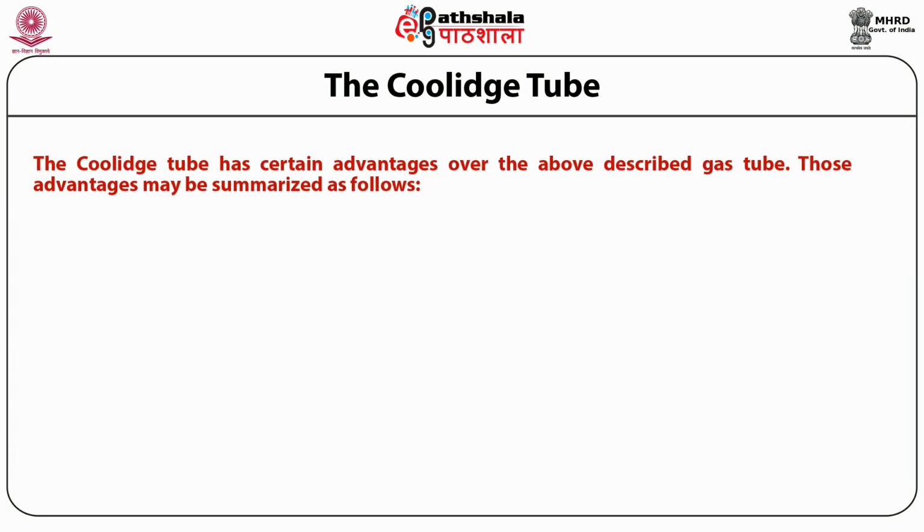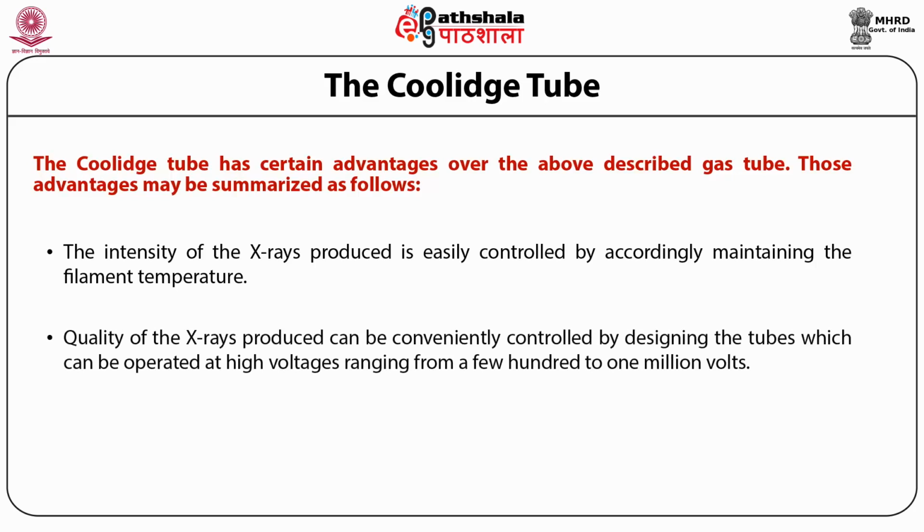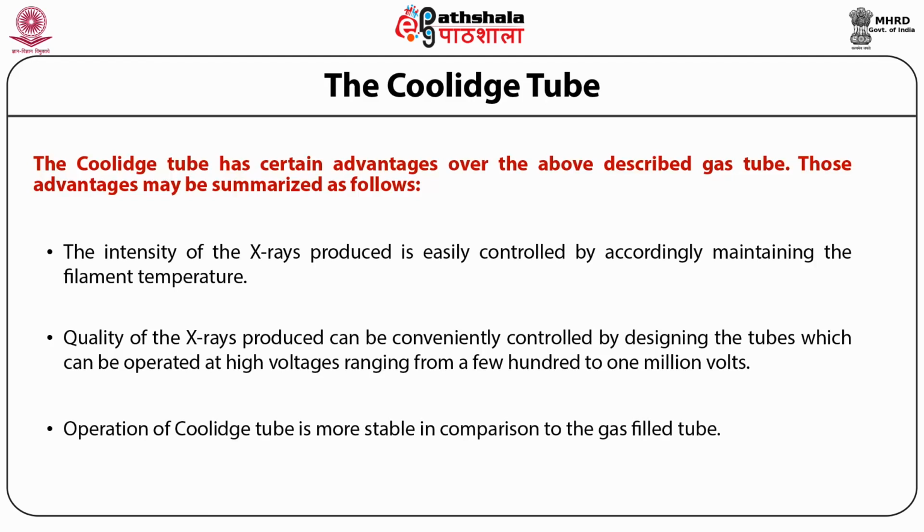The Coolidge tube has certain advantages over the above described gas tube. These advantages may be summarized as follows. Number one, the intensity of the X-rays produced is easily controlled by accordingly maintaining the filament temperature. Number two, the quality of the X-rays produced can be conveniently controlled by designing tubes which can be operated at high voltages ranging from a few hundred to 1 million volts, and the operation of the Coolidge tube is more stable in comparison to the gas-filled tube.